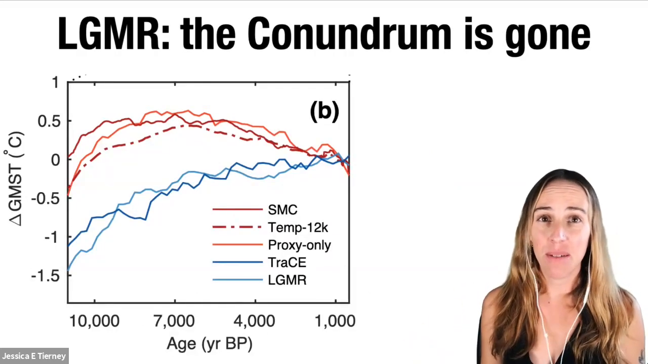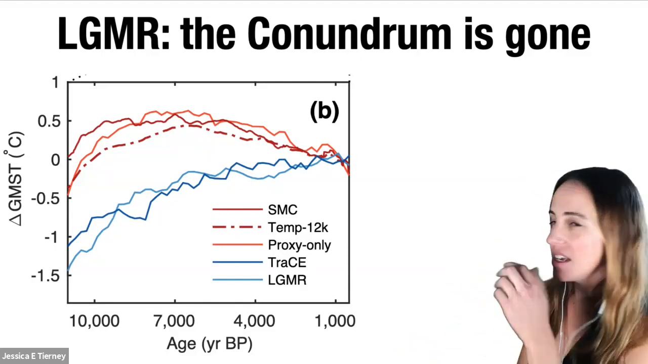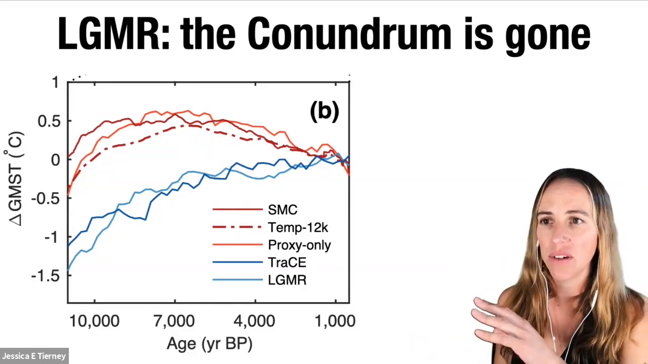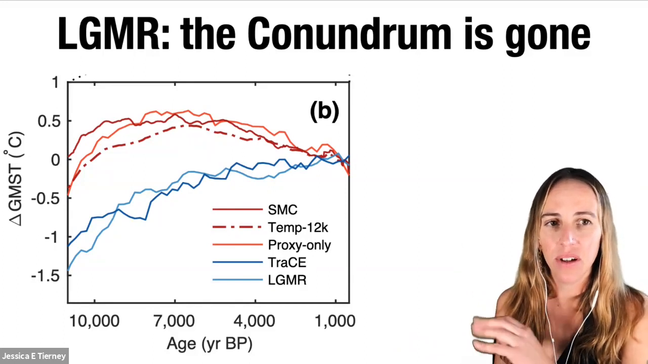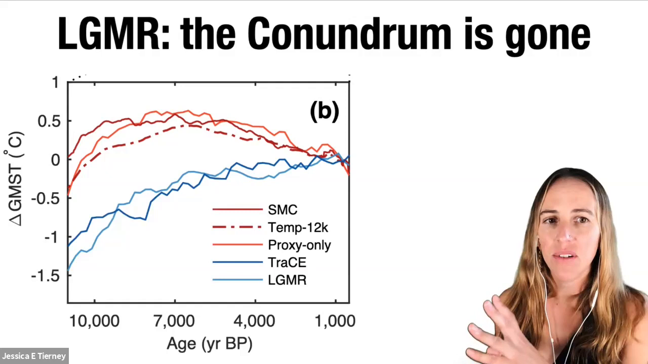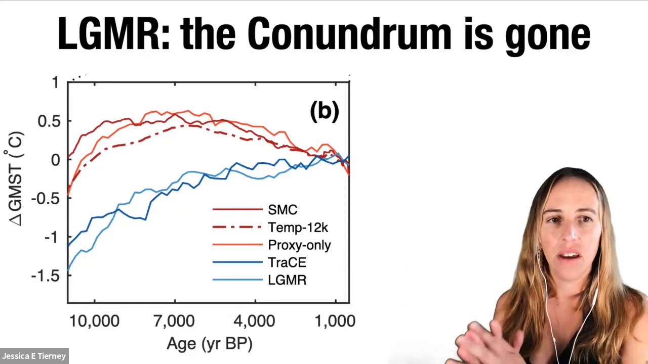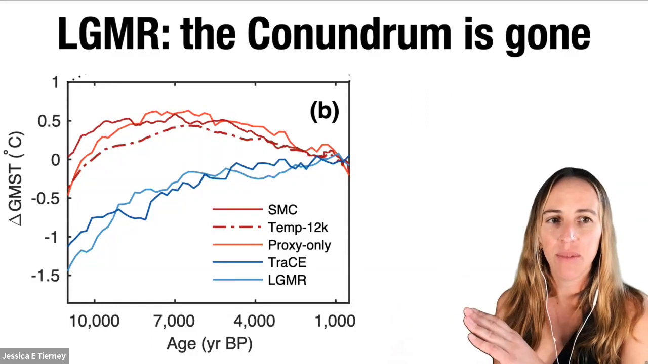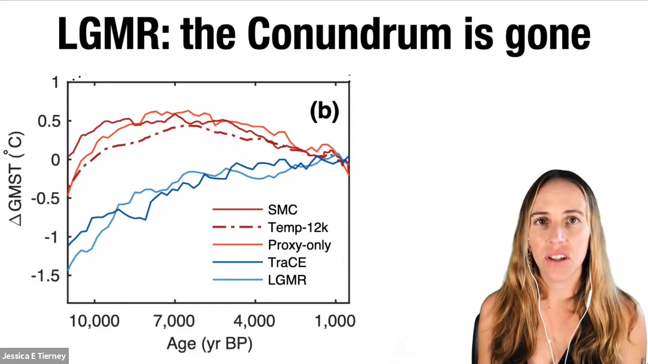In fact, we see a pretty decent agreement with the TraCE model simulation. So look here at these lines on the bottom in blue: we have the TraCE model simulation in dark blue and the LGMR evolution of Holocene temperatures in lighter blue. And they're not exactly the same. You can see, for example, that the LGMR has pretty strong warming up to about 8,000 years ago when the Laurentide decays, and less strong warming thereafter, but it has a warming trend from 7,000 years ago to present, much like TraCE does.